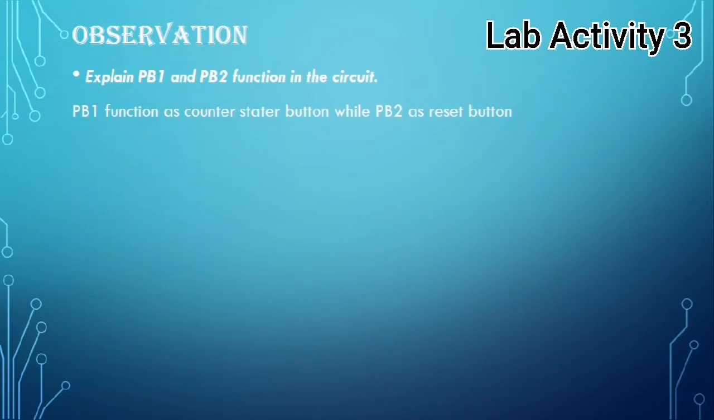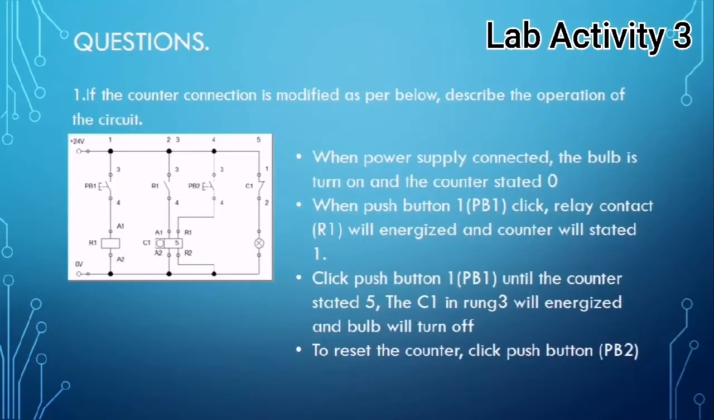In the observation, the question asks, explain PB1 and PB2 function in the circuit. PB1 functions as a counter starter button, while PB2 is a reset button. Question for task 3. If the counter connection is modified as per below, describe the operation of the circuit.